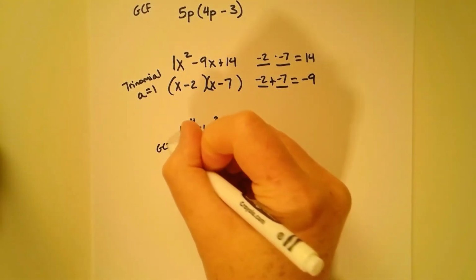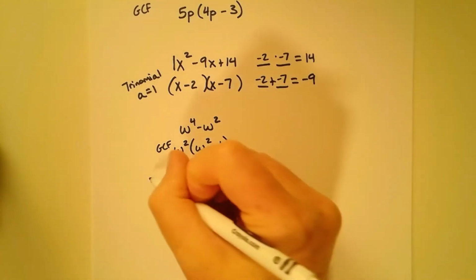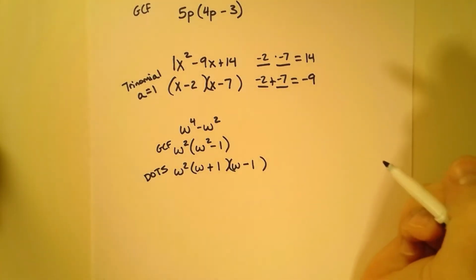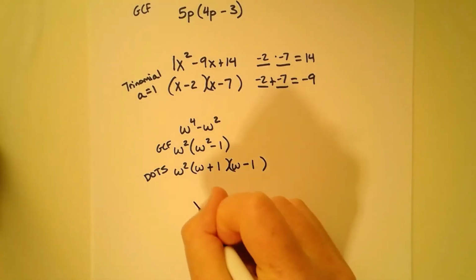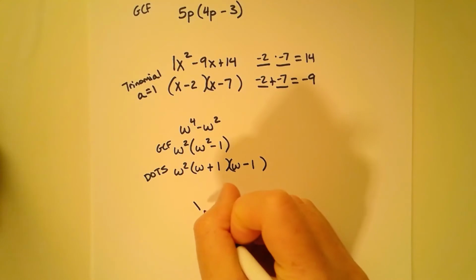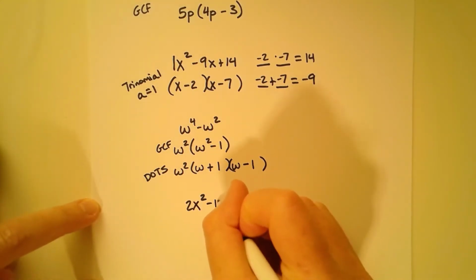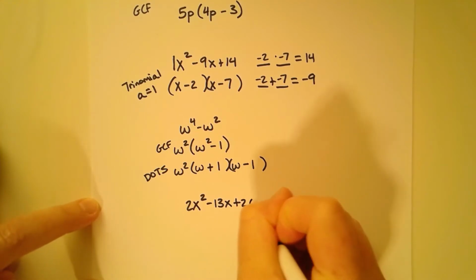So in the first step, we used greatest common factor. And in the second step, we used difference of two squares. So I'm going to abbreviate that with the word DOTS. Let's look at another example. What if I have, let's say, 2x squared minus 13x plus 20?